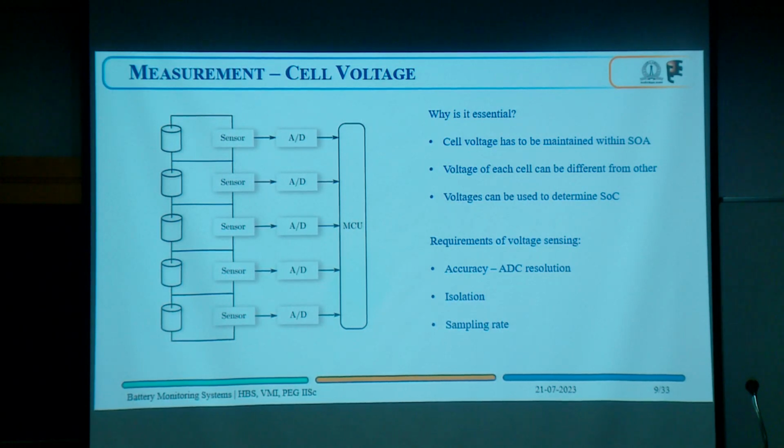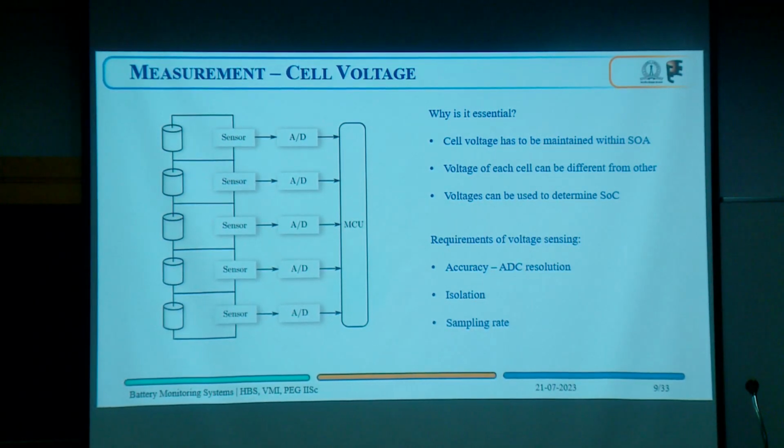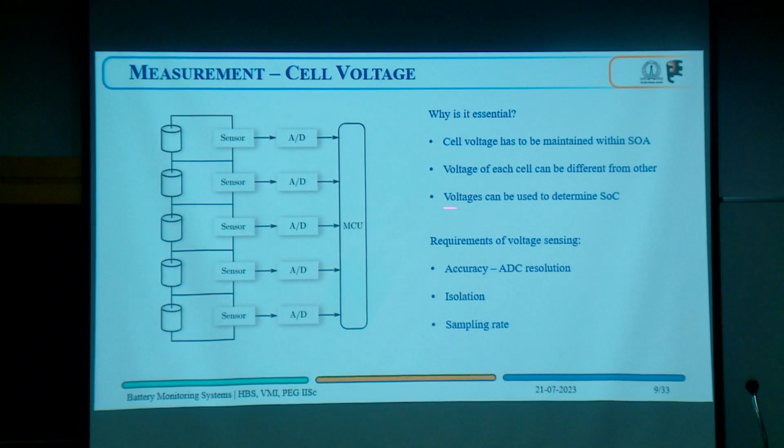we will be discussing in the battery balancing or the cell balancing part. Then, one more purpose why voltage measurement is important is because we can use the voltages to determine the state of charge. So there are different algorithms for estimating the state of charge. One of them is by looking at the terminal voltages or the open circuit voltage. So for that, voltage measurement needs to be done.